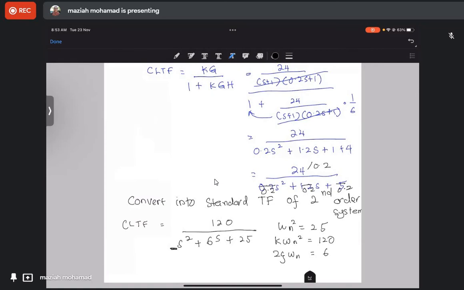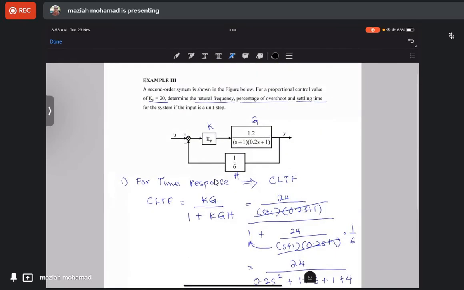All right, so you just need to understand, we need to determine the value of the parameters, which are zeta, omega n, and k, based on the closed loop transfer function. Sometimes they will not give you the block diagram, they will just give you a statement. So you need to be able to understand the statement and represent it as a block diagram. If it's given in terms of a block diagram, you need to know that the closed loop transfer function is kg over 1 plus kgh.